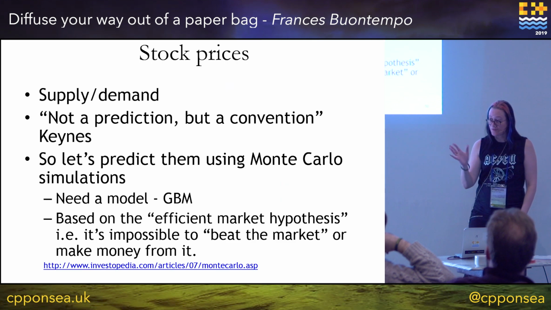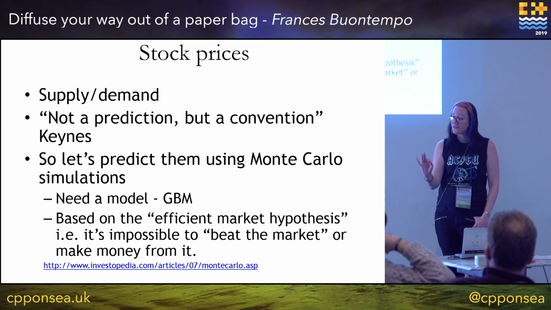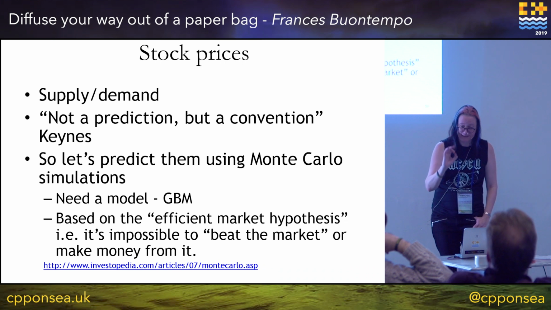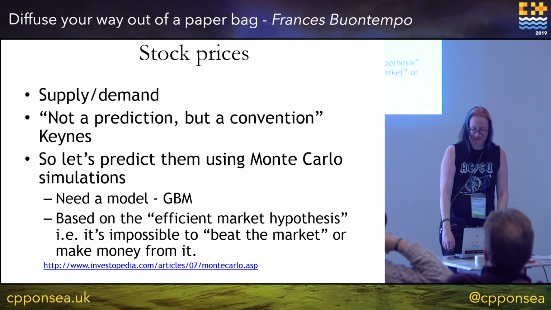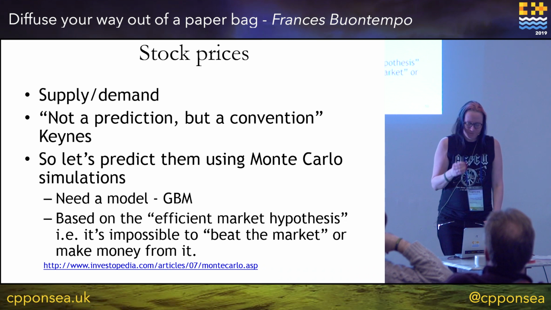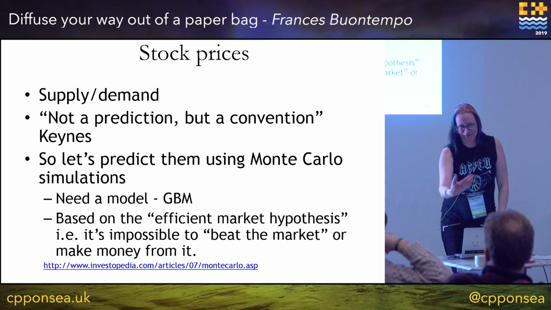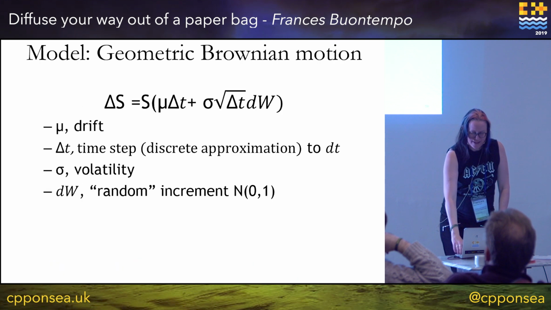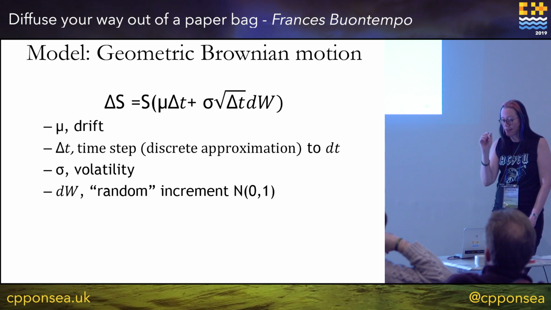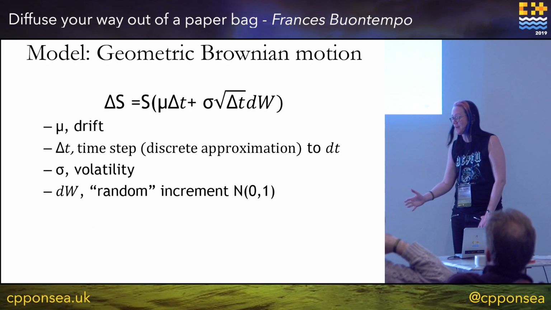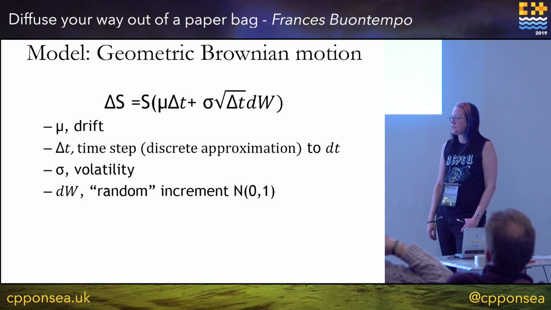So stock prices are about supply and demand. They're not a prediction but a convention, according to Keynes. So let's predict them using a Monte Carlo simulation. There's lots of assumptions behind all this. It's simplified, of course. Now, last time we had a dW, which came from the random normal distribution.